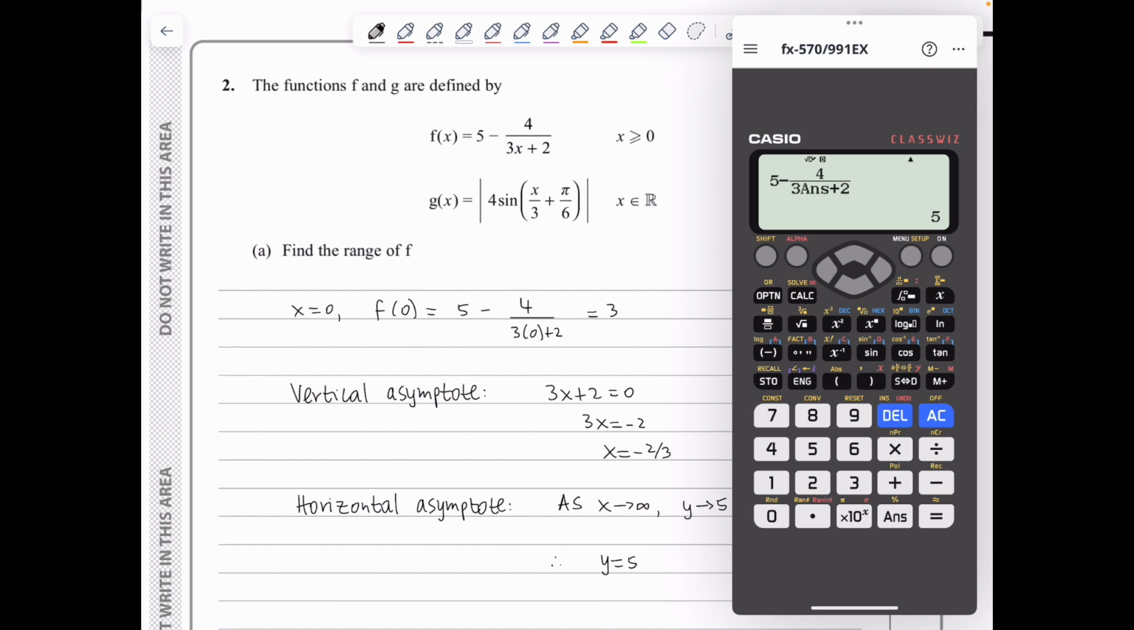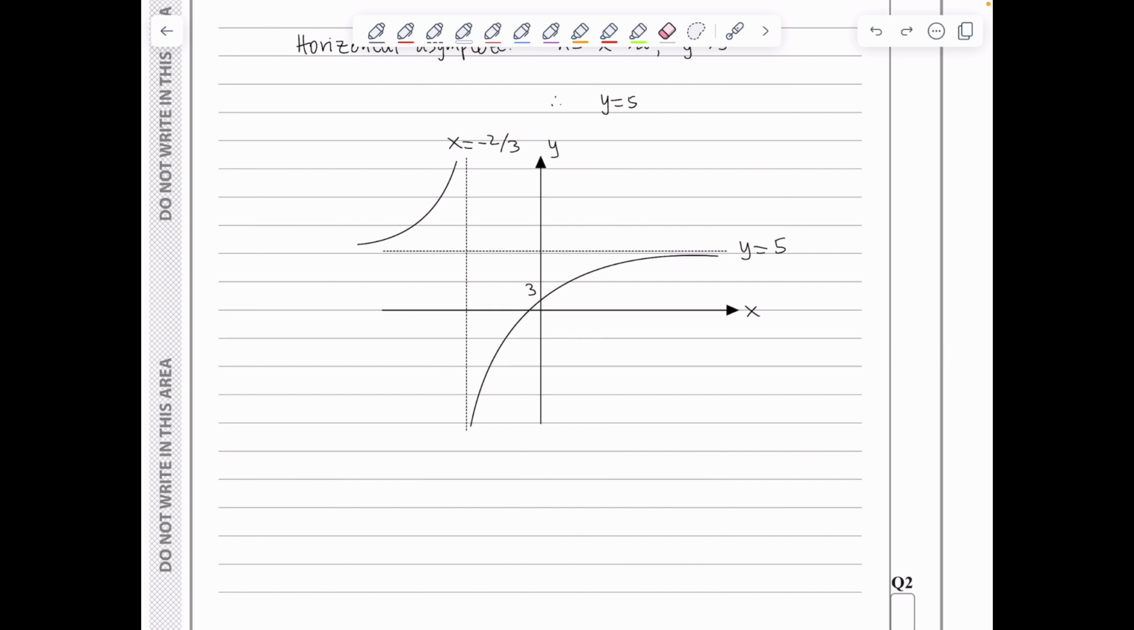This means I can now proceed into sketching my graph, my function. So we've got the axis here. We've got asymptotes at minus 2 over 3 for x and y is 5. So the graph should be looking something like this with a cut on the y-axis at 3. In addition, if we take into consideration that the domain is x greater than or equal to 0, it means that we are only looking at this part of the curve.